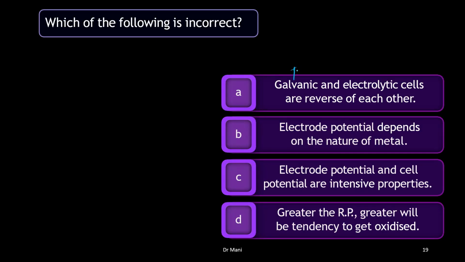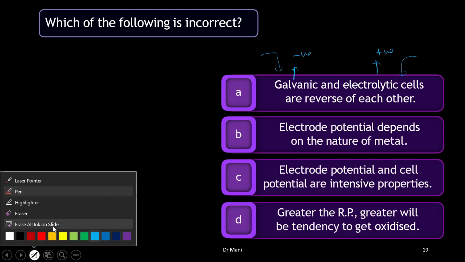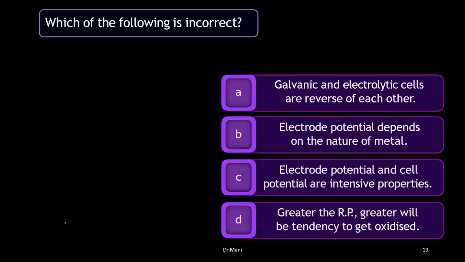Okay, so now tell me, which of the following is incorrect? We know the galvanic cell, where the Gibbs free energy is less than 0, it's negative, and the electrolytic cell, it is positive. So in the electrolytic cell, you need to supply the energy, whereas the galvanic cell is a spontaneous reaction where you don't need to supply any energy. So tell me, what is the answer here? Sir, option D.